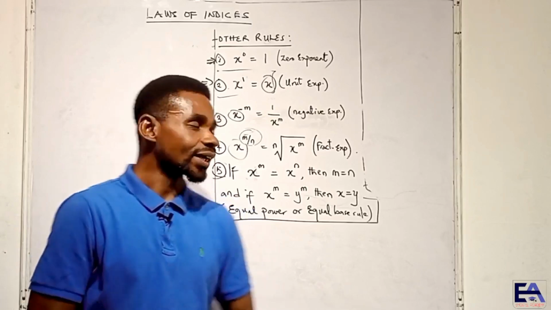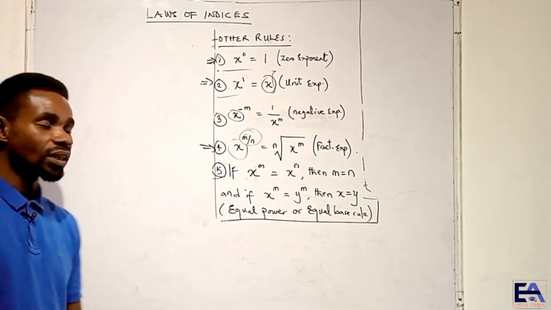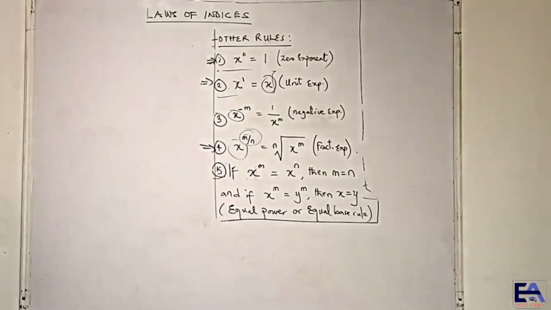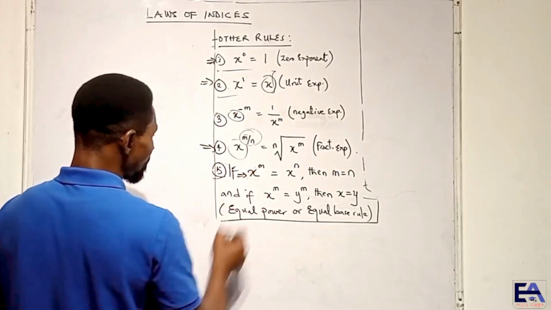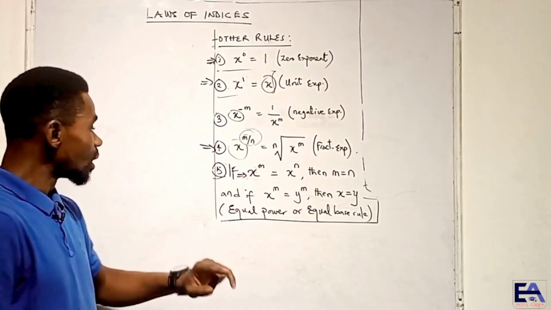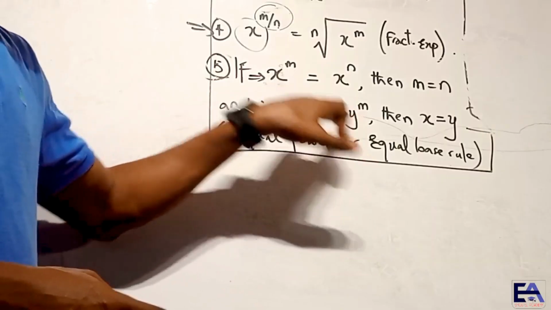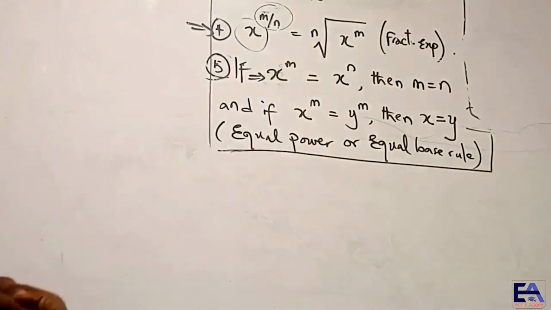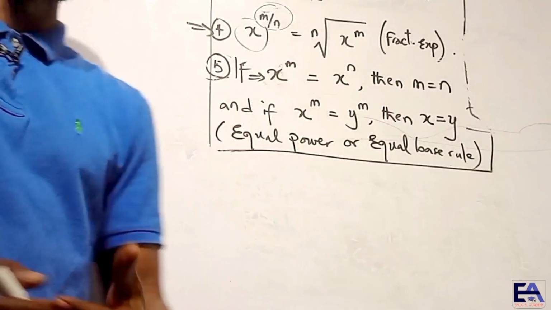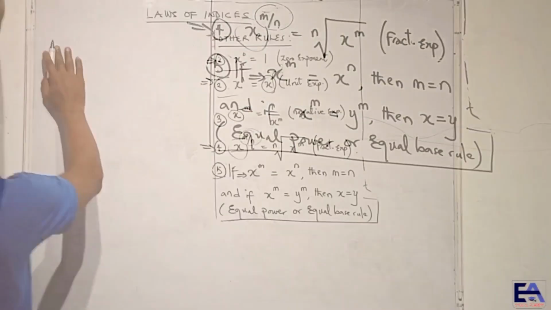Okay, so fine. Let's just quickly check out how to deal with this case number 5. Case number 5 has 2 parts: a part where we have equal base but different powers, and then a case where we have different base but equal powers. Okay, so what are we going to do in that kind of situation? Let's just quickly check it out.